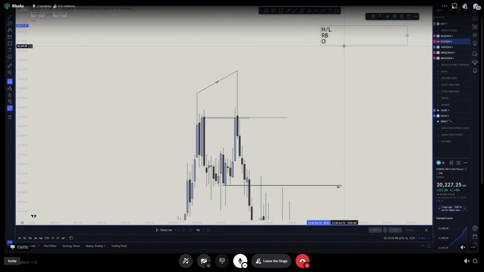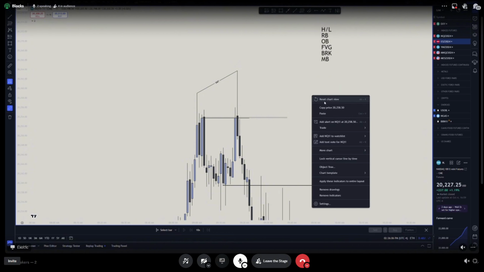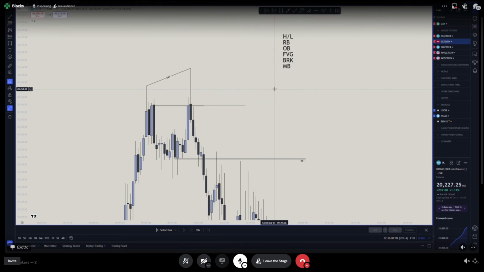Your rejection block, your order block, liquidity void. Okay, sure, but we're going to skip over that. Fair value gap, breaker block, and mitigation block. This is just a little bit of sauce outside of the class. But anyways, you have your high and low here formed. Boom. You have your high and low up top here. Swept that liquidity. Came down.